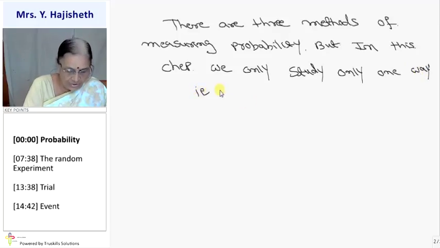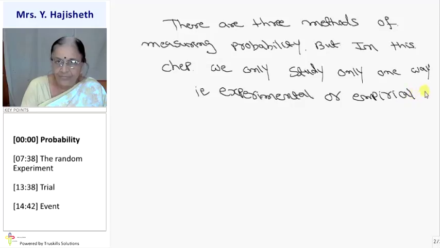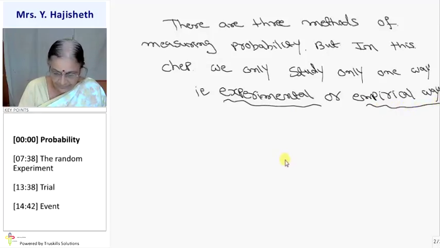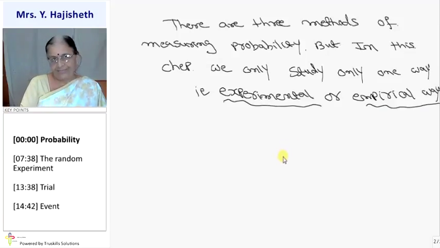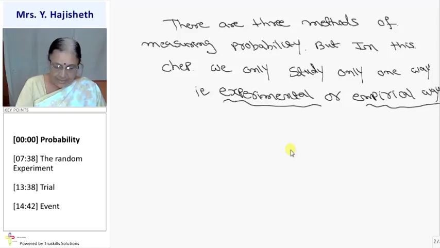That one way is called the experimental or empirical way. This is called the experimental or empirical way. Only one way we are going to discuss in standard 9, and the remaining would be discussed in higher classes.